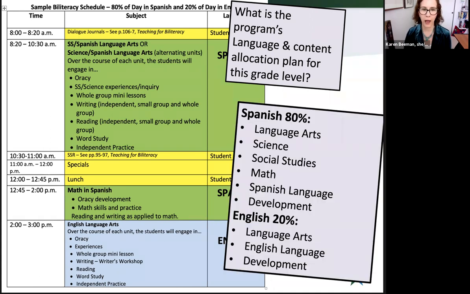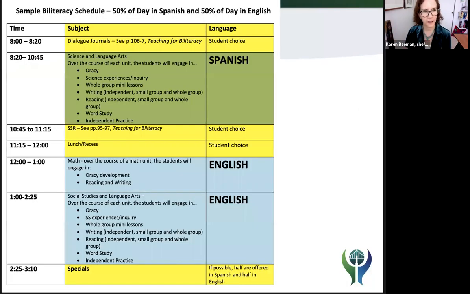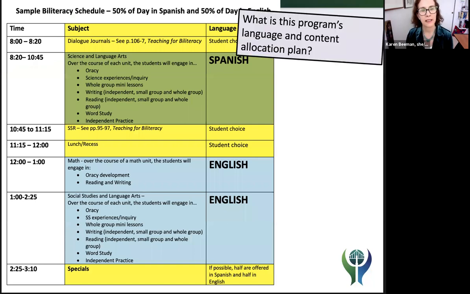So I think you figured out that it's 80% of the day is in Spanish. Language arts is integrated with science for one unit, followed by social studies the next. It goes alternating. They teach math in Spanish, Spanish language development in Spanish. Whereas in English, it is language arts and English language development. Here's a 50-50 schedule. Same question.